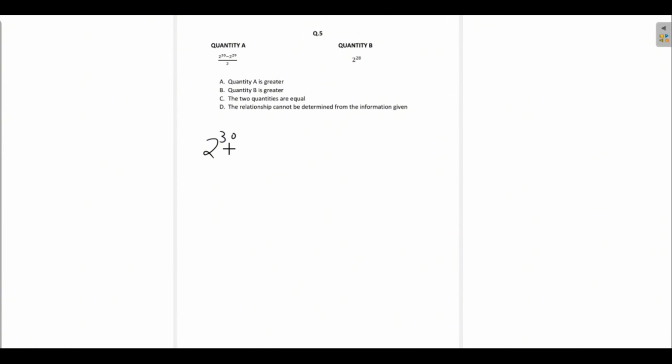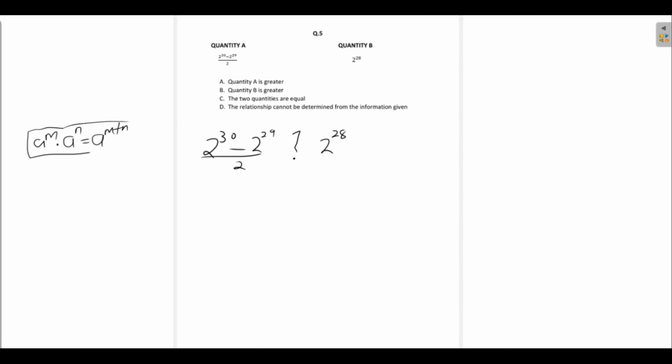I write quantity A first, which is 2 to the power 30 minus 2 to the power 29, over 2. I don't know the relationship, so I'll just put a question mark there, and then quantity B is 2 to the power 28. I'll try to break quantity A down and see if there is any relationship between the left side and the right side, which is quantity A and quantity B. From basic algebra, you remember A to the power m multiplying A to the power n, when the bases are the same, gives A to the power m plus n.